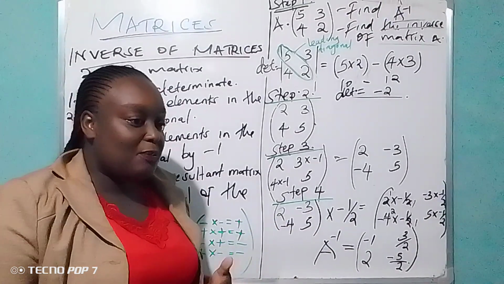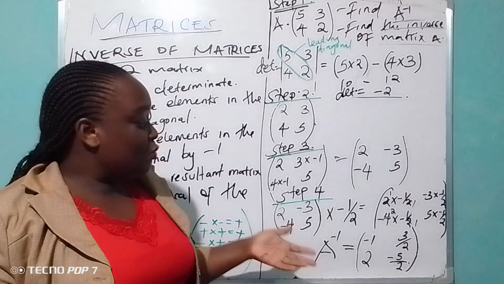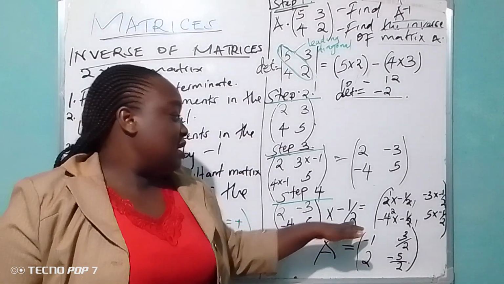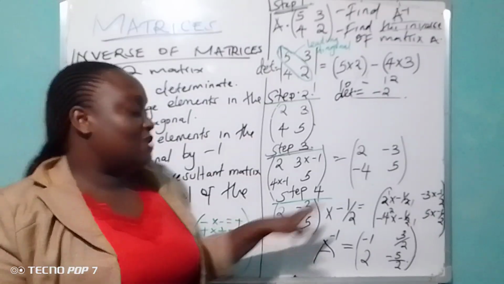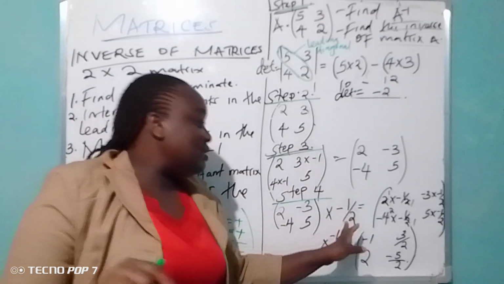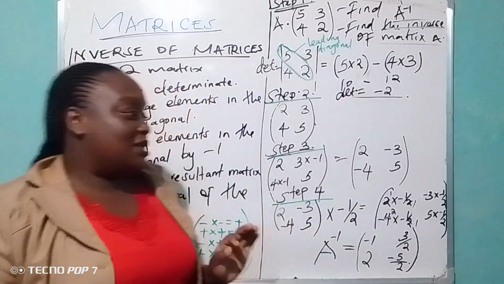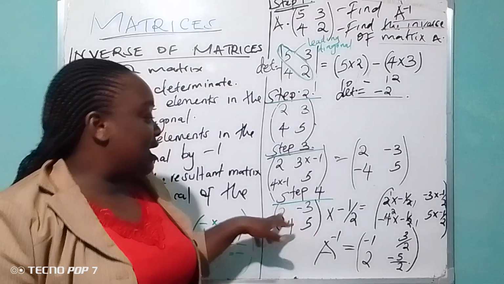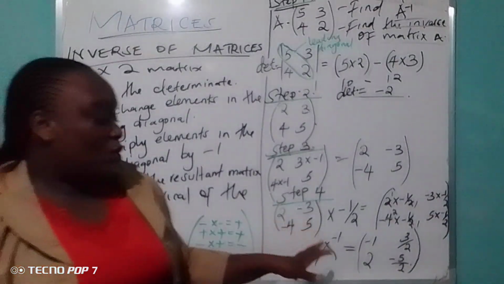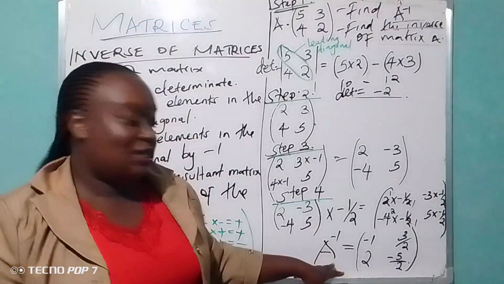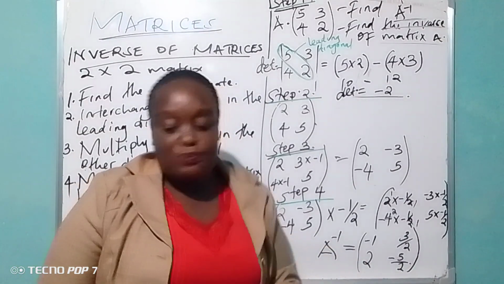So the resultant matrix, we multiply by -1/2. And we learned about multiplying a matrix by a scalar quantity. So we say that if you want to multiply a matrix by a scalar quantity, you multiply each element in the matrix by the scalar quantity, sindio? So we multiply each element by -1/2. So tutapata our matrix, which is A raised to -1, as that.